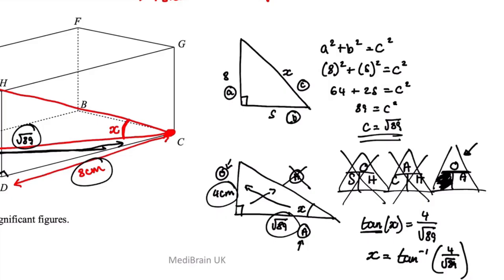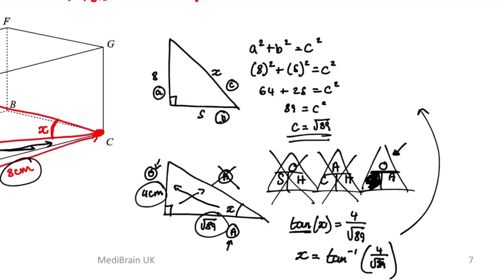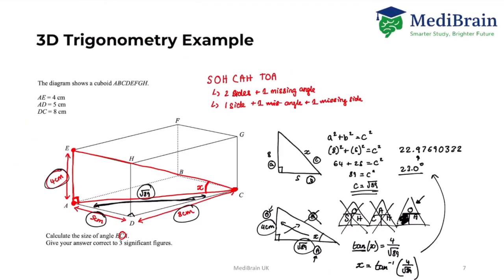Okay, and it says to 3 significant figures, that gets you an answer of 22.97690332. If we round that to 3 significant figures, 9 rounds up, so it's just going to be 23.0 degrees to 3 significant figures.